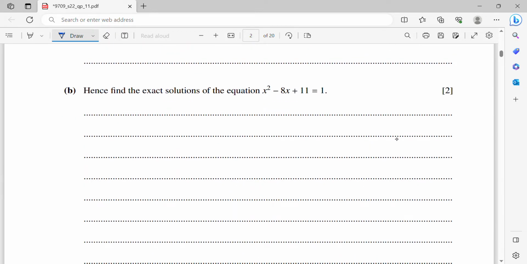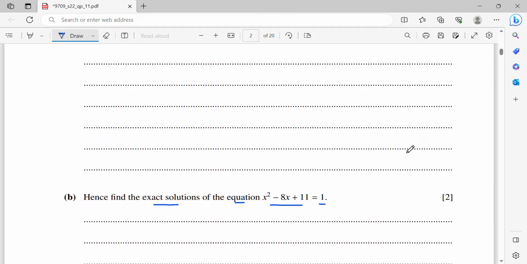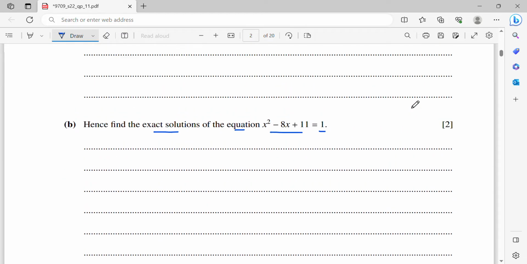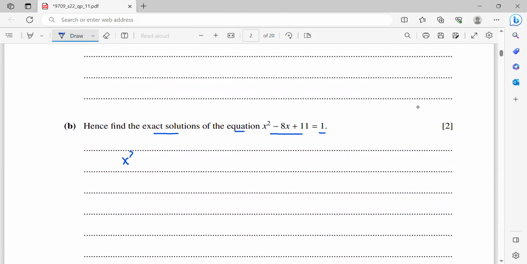Now B, hence find the exact solution of the equation x squared minus 8x plus 11 equals 1. Hence means use the previous answer. So now you will notice that the left hand side, x squared minus 8x plus 11, will be (x minus 4) squared, then minus 5. So I will replace the left hand side by this. So x squared minus 8x plus 11 equals 1, I will change to (x minus 4) squared minus 5 equals 1.